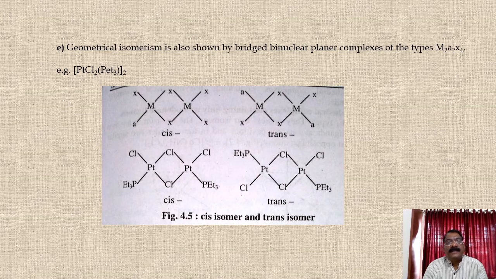Fifth type of geometrical isomers is shown here. See, it is [Pt2Cl2(PEt3)2]. It is a bridge type binuclear planar complex, and here we can have the positions which are trans to each other and which are cis to each other. Here the Cls which are at one side, and Cl which are opposite to each other, and thus we can have the cis trans isomers.